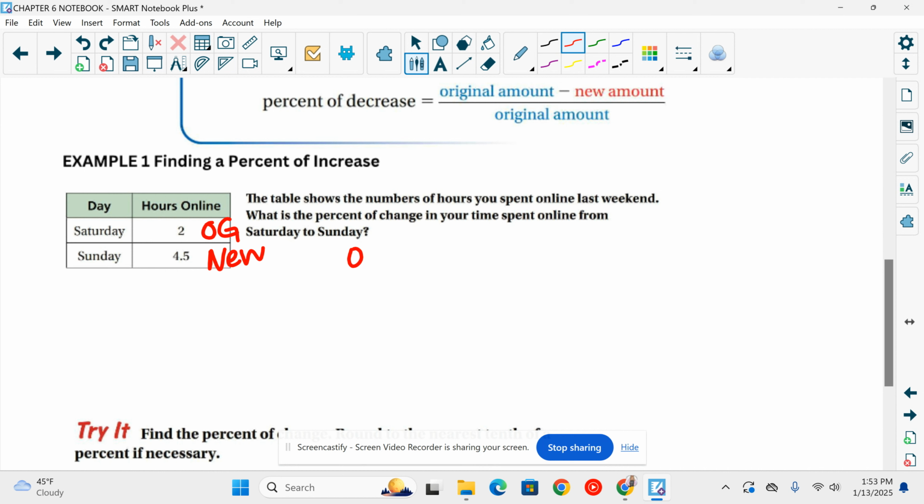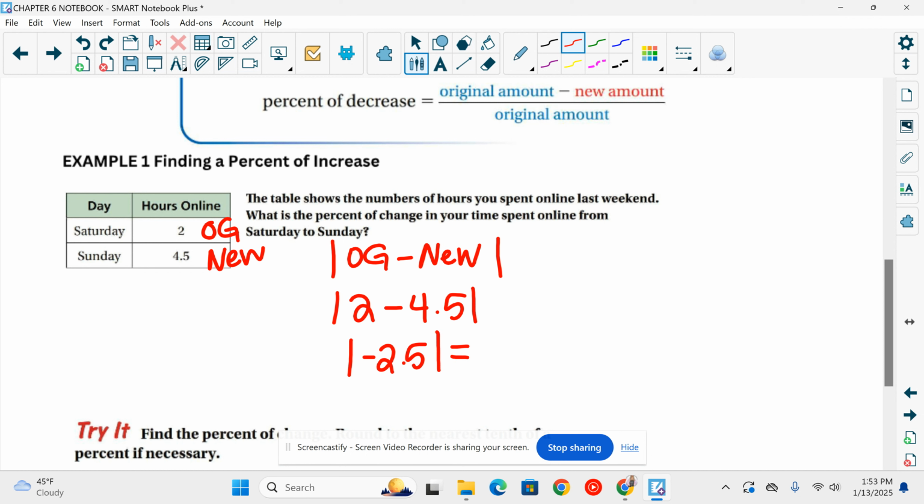All right, what's step 3? Subtract. We're going to do original minus the new, but we want the absolute value. Okay? So we're going to do the absolute value of 2 minus 4.5. Well, what is 2 minus 4.5? Negative 2.5, but because we're doing the absolute value, it's going to end up being 2.5. Okay? Nothing too extremely complicated there, correct?